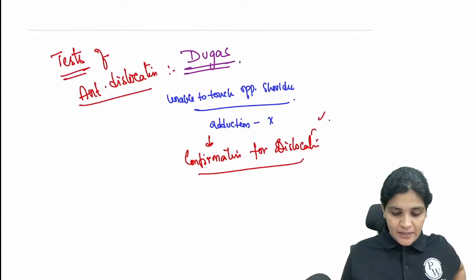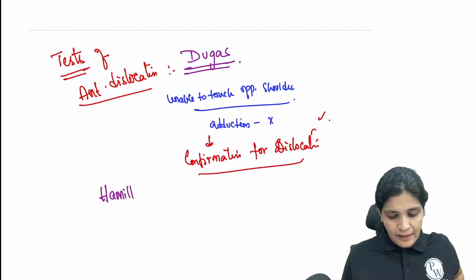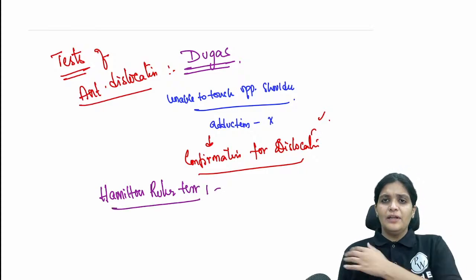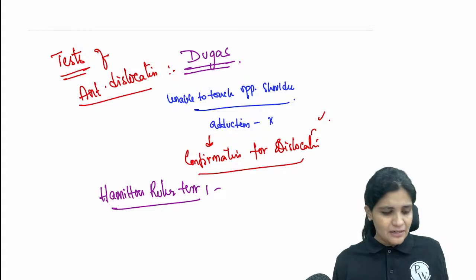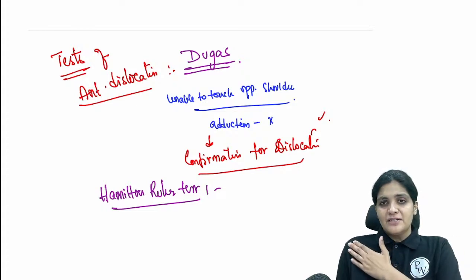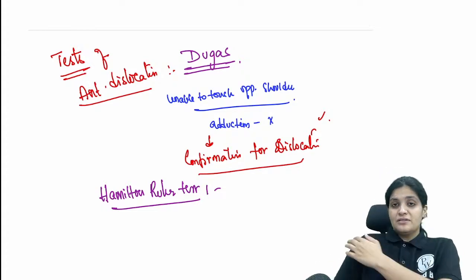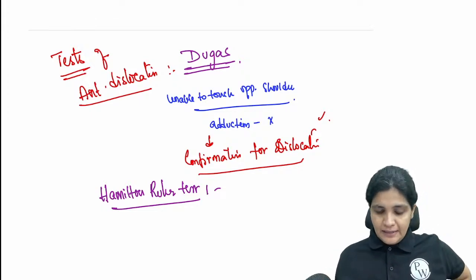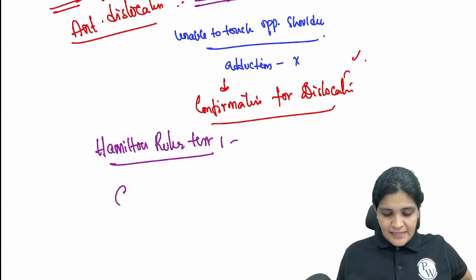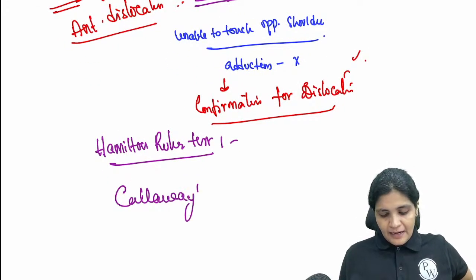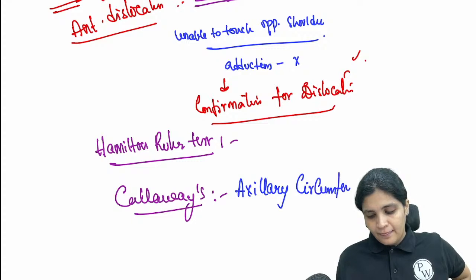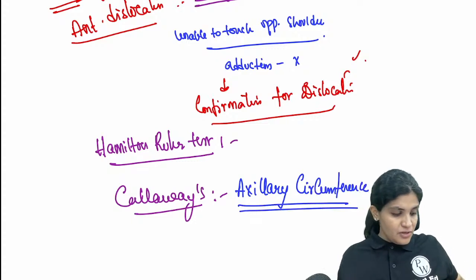And then the next one is Hamilton ruler test. So this is obsolete now. Usually what they do, they measure the distance. As we have discussed in the measurements itself, whenever there is dislocation, the distance will be reduced, so the scale cannot be put across. So that is your Hamilton ruler test, right? And next is Calaves test. Calaves is, again we have discussed, that is about your axillary circumference.